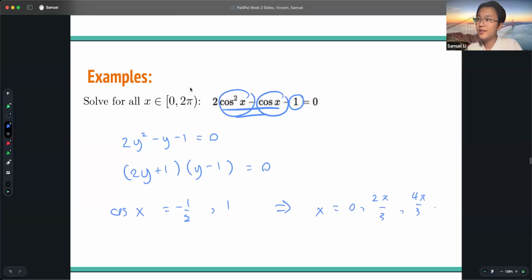The question specifically says x is between 0 and 2 pi. So in this case, we don't need to add the plus k pi, because these are the only solutions that are between 0 and 2 pi.